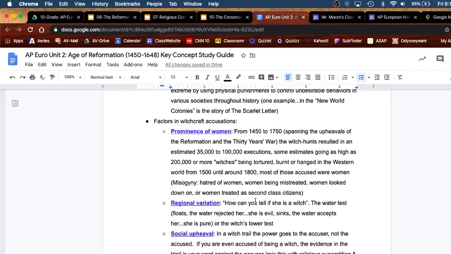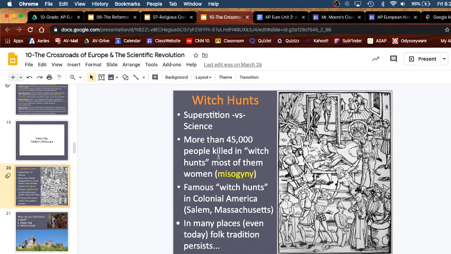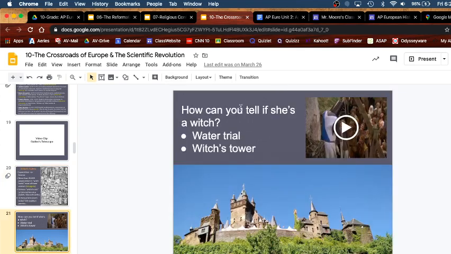The last thing we're going to cover briefly, because we've already touched on some of it, is factors in witchcraft accusation. The prominence of women. In other words, out of all of the people who were accused of witchcraft, the vast majority of them were women, okay? And there were all kinds of trials that were done. One of the famous ones is the water trial, where you throw an accused witch into a body of water, and the water represents purity. So if she's pure, the water accepts her, aka she starts to drown. If the water rejects her, aka she starts to float, then she's evil and therefore a witch.